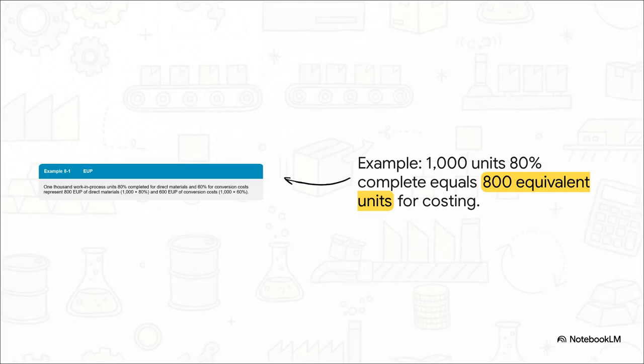And here it is. This is the aha moment that makes it all click. It's such a neat idea. Let's say you have 1,000 monitors on the line, and they're all about 80% of the way done. Well, for accounting purposes, you can just treat them as 800 fully completed units. It's a simple but really powerful way to accurately assign a cost to all that unfinished work.